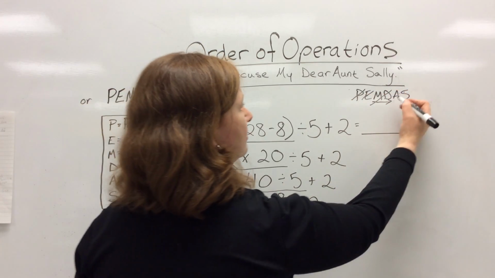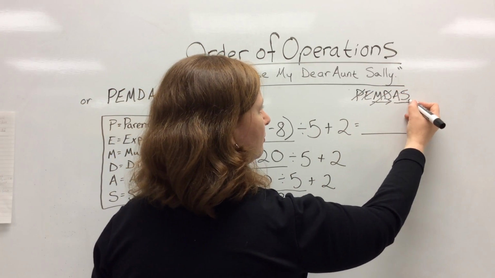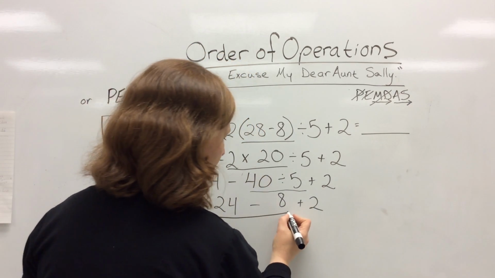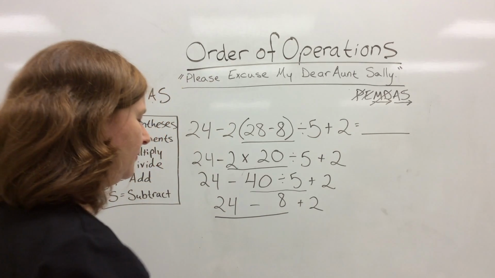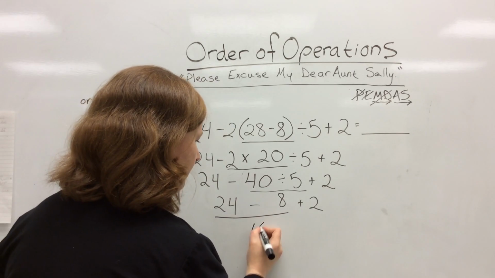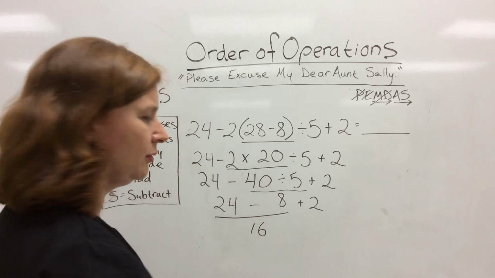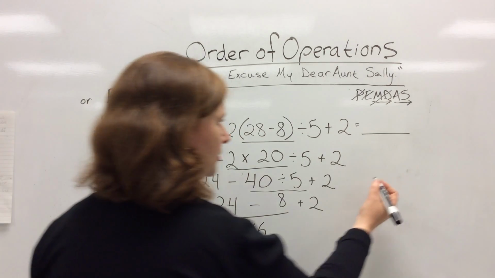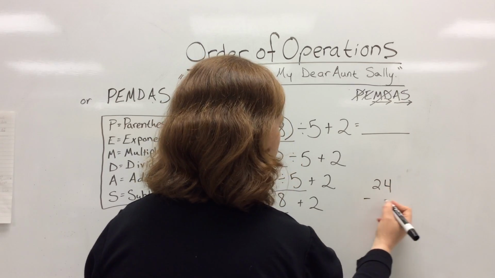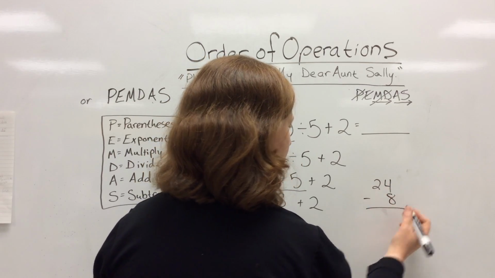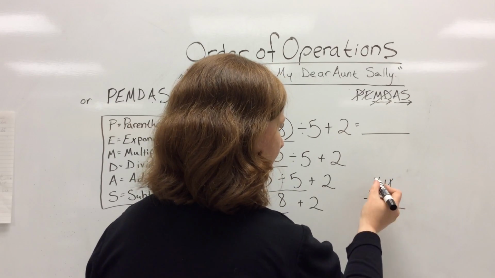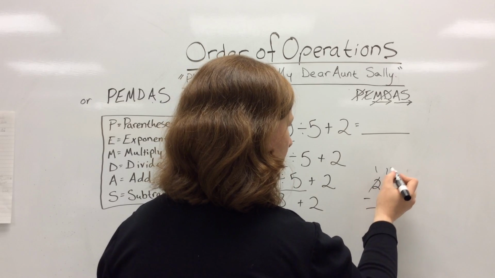Addition and subtraction come together in a group, moving left to right. My first one is subtraction. 24 minus 8 is 16. If you can't do that one in your head, you can always go to the side. 24 minus 8. Let's see, 4 minus 8 I can't do. I need to regroup. This will become a 1. This will become a 14.